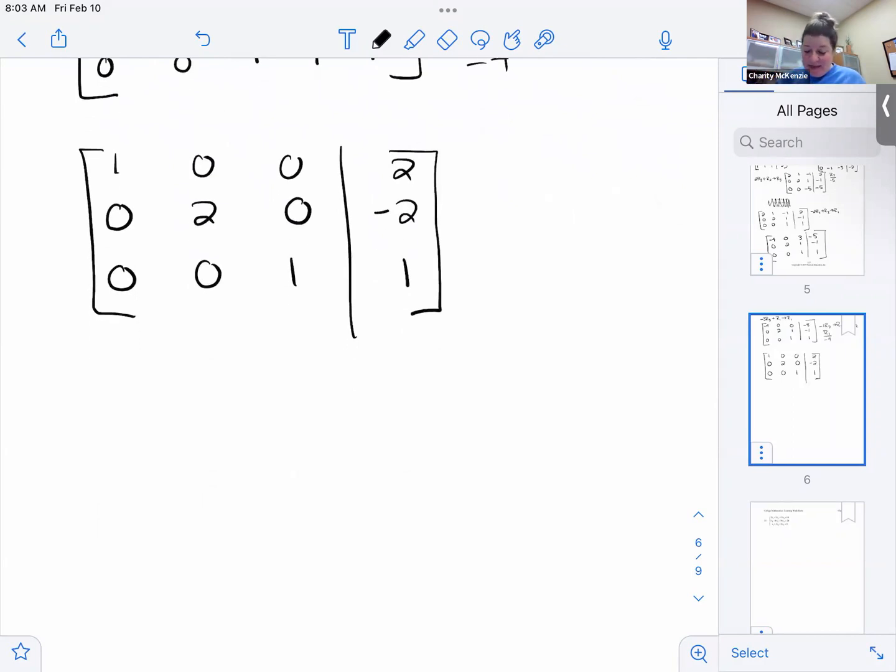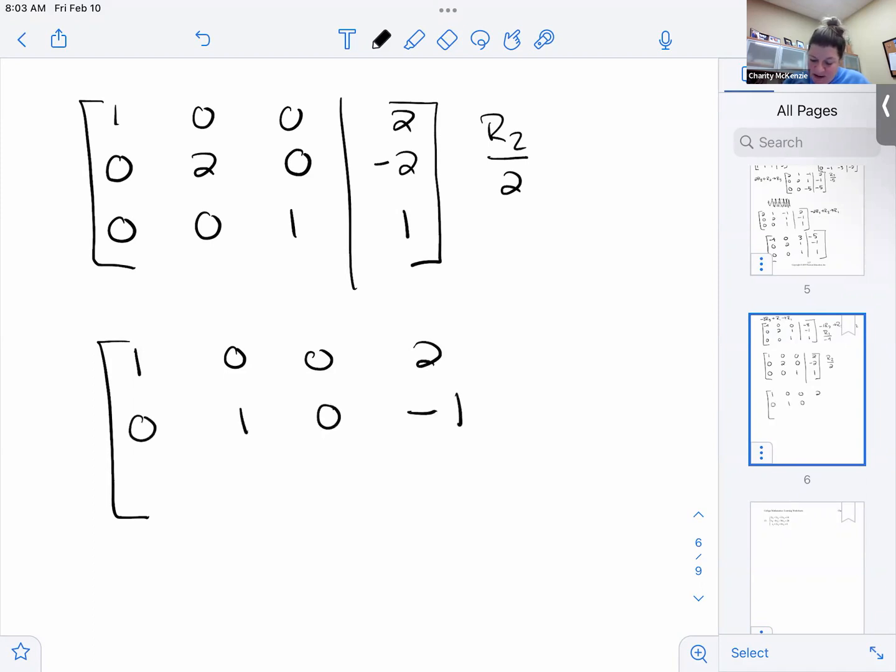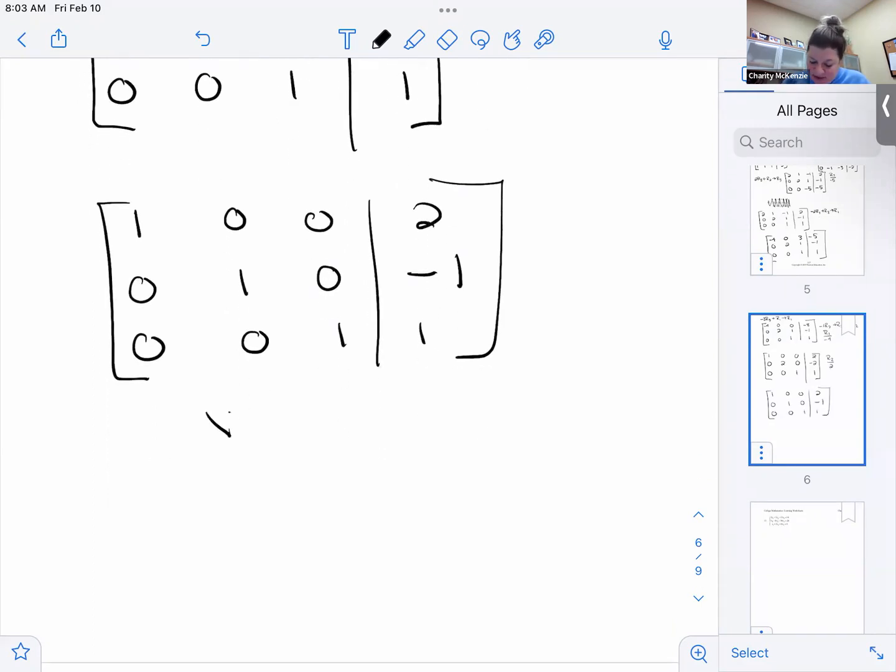Last thing, I want this to be a 0, a 1, not a 2. Too many zeros and ones. So I'm going to divide row 2 by 2. So my final answer is 1, 0, 0, 2. Middle row 0, 1, 0, negative 1. Bottom row 0, 0, 1, 1. All right, so what is x? x1 is 2, x2 is negative 1, and x3 is 1.